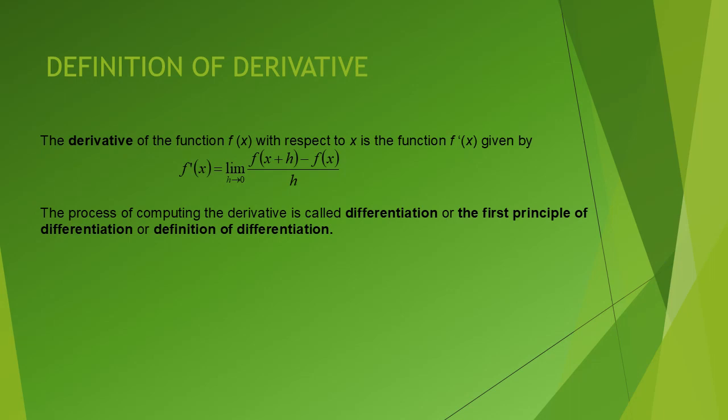Here is the definition of derivative. The derivative of the function f(x) with respect to x is the function f prime(x) given by f prime(x) equals the limit as h approaches 0 of (f(x plus h) minus f(x)) divided by h. The process of computing the derivative is called differentiation, or the first principle of differentiation, or the definition of differentiation.